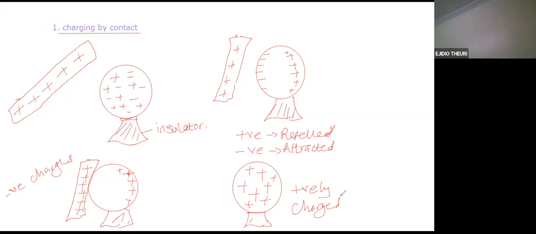Following that, can you get a negatively charged body through contact? If you want to get a negatively charged body, you use a negatively charged rod.